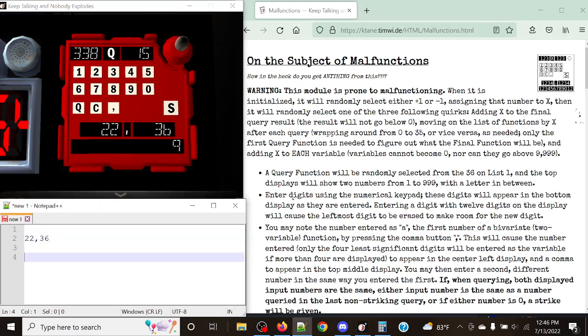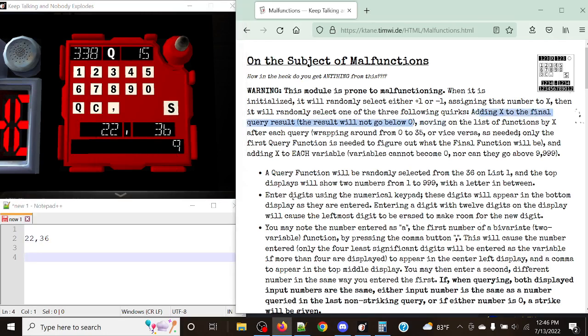So now, with this in mind, we have a couple different possibilities. First things first, moving on the list of functions by x does apply, it's not going to happen immediately. You won't be able to notice it, and you simply just want to look for your first query function here.